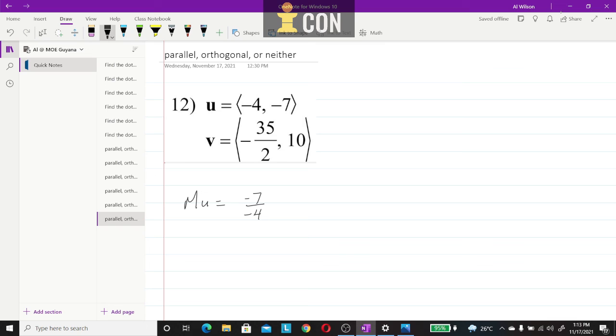And the final one for this video, we have the magnitude of u, which is minus 7 over minus 4, which is just 7 over 4. Then we have the magnitude of v, which is 10 divided by minus 35 over 2. I'm going to write it as 20 over minus 35, which gives me an answer of negative 4/7. Looking at what I have here, it's a negative reciprocal, so it's orthogonal.